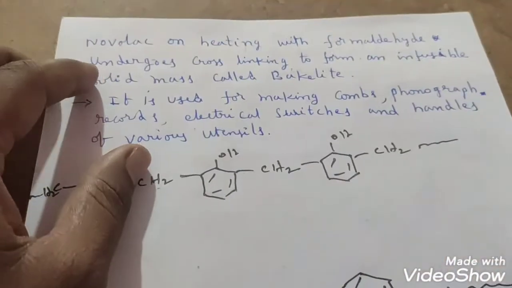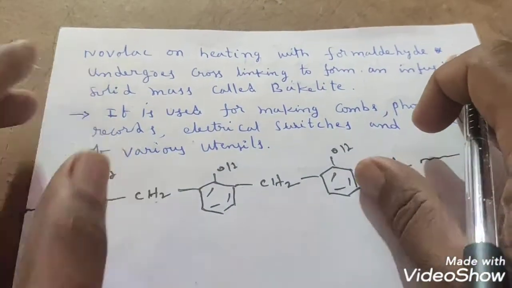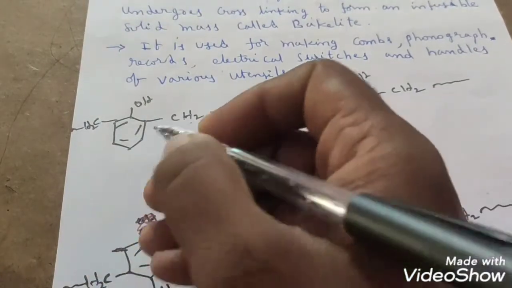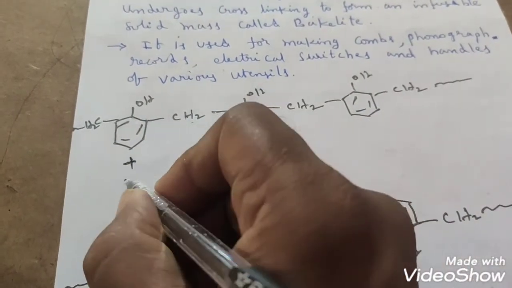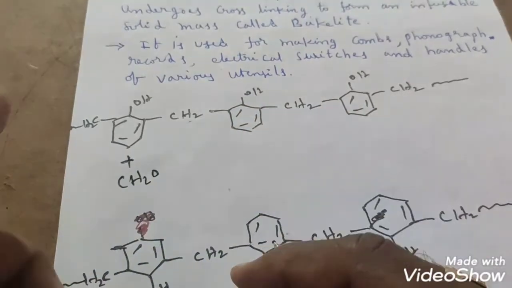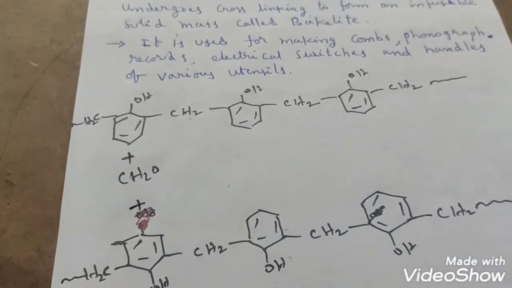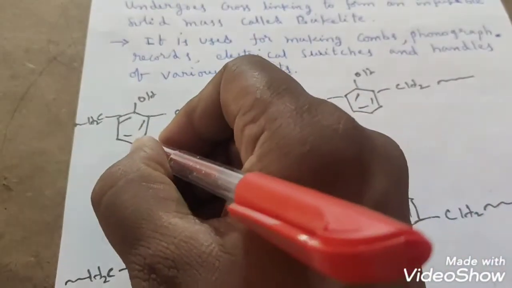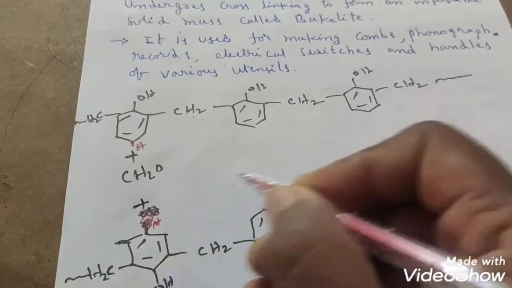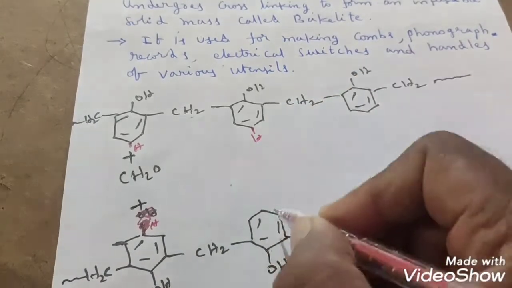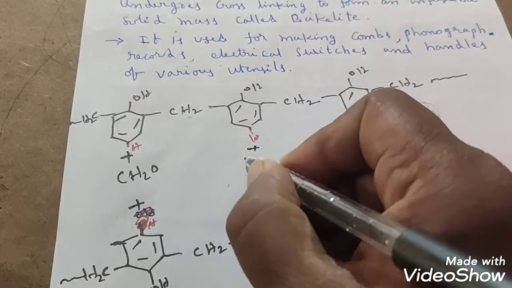And what is the preparation method of Bakelite? Novolac on heating with formaldehyde. What is the formula of formaldehyde? Formaldehyde is nothing but CH2O. Formaldehyde, HCHO, correct? Plus this one you can take. Here nothing is there, means hydrogen is there, students, right? Here also nothing is there, means hydrogen is there. Again you can add formaldehyde, 1 unit.